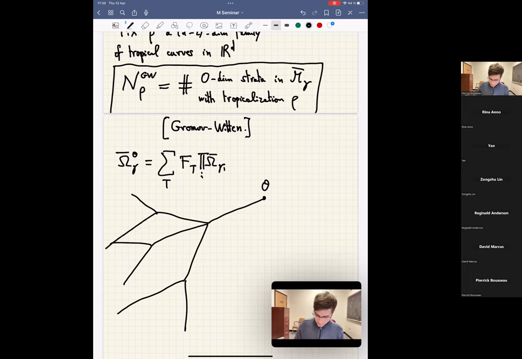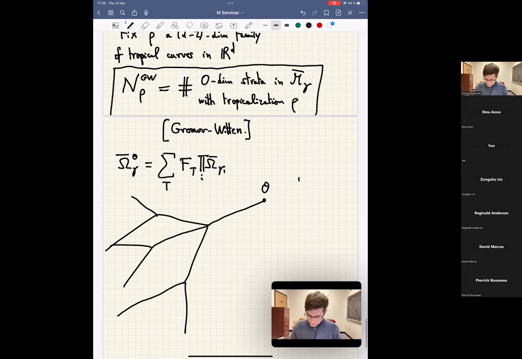And then it was continuing, and so this picture is living inside the vector space MR. And the thing to remark is that given such a tree T, you can naturally produce a d minus two dimensional family of tropical curves.